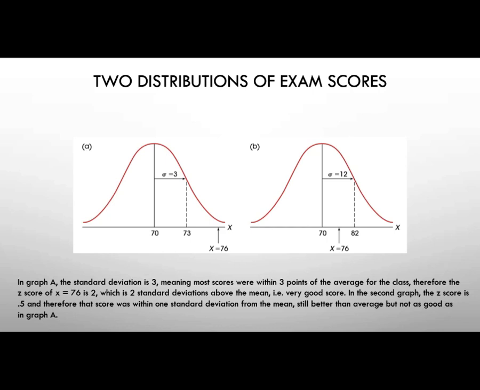Therefore, within 3 z-scores of this average for the class, therefore the z-score of x equals 76 is 2, which is 2 standard deviations above the mean, i.e. a very good score. In the second graph, the z-score is 0.5, and therefore that score was within 1 standard deviation from the mean. Still better than the average, but not as good as in graph A.